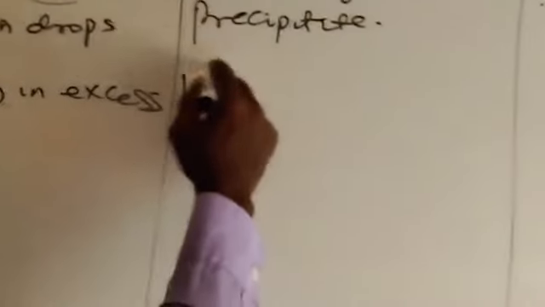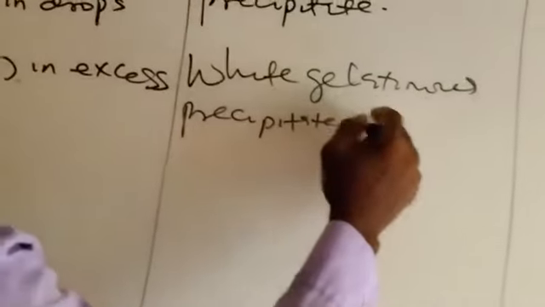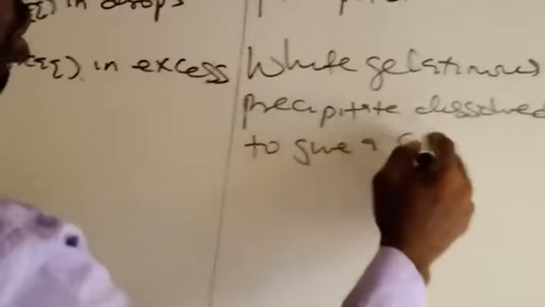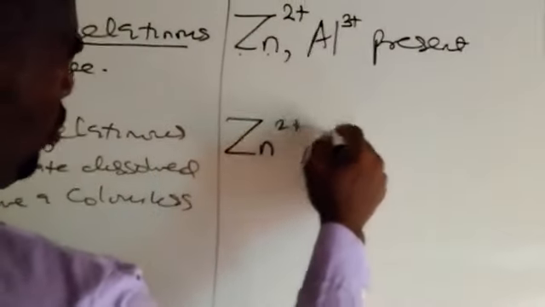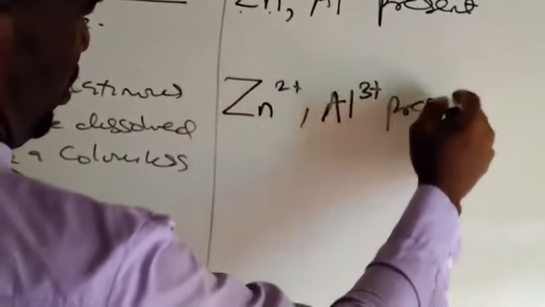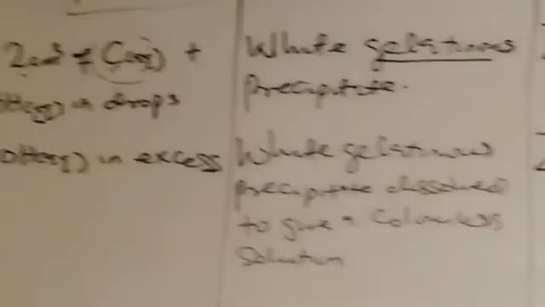Observation, we will now write white gelatinous precipitate dissolved to give a colorless solution. Then we'll go to the inference. Under inference now, we'll report also zinc 2 ion and also comma aluminum 3 ion, zinc 2 aluminum 3 ion present. So that is it. So take a minute to view our work as we go to the next question.